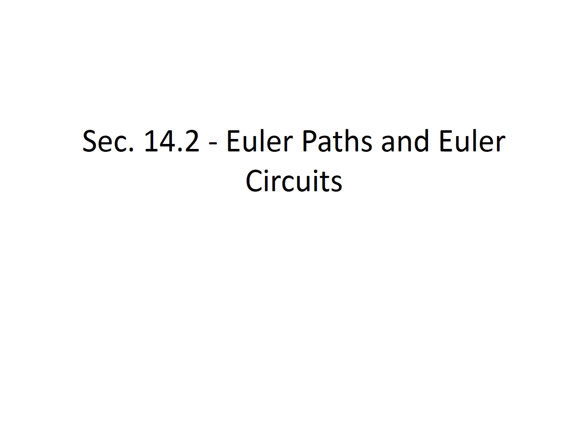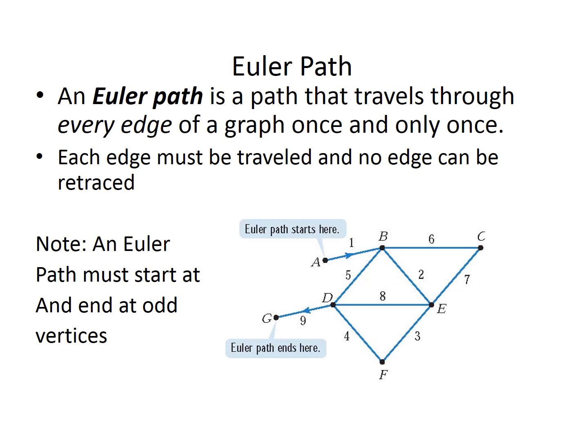This is a recording for section 14.2, Euler paths and Euler circuits. So we defined paths and circuits in 14.1. Remember, a path starts at one vertex and ends at another. A circuit starts and ends at the same vertex. But an Euler path is a path that travels through every edge of a graph once and only once.